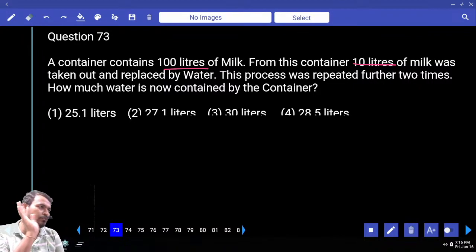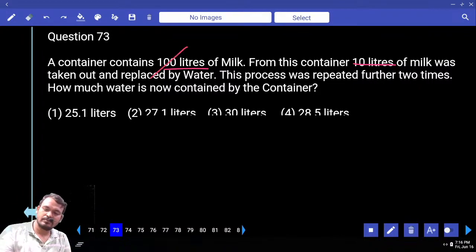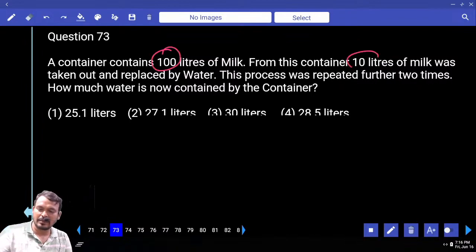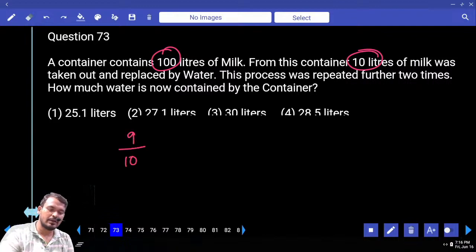Means there is no change in total mixture. What is the ratio? 10 is to 1. What is the percentage? 10%. Every time out of 100, 10 liters, what is the percentage? 10%. Out of 100%, every time 10% is taken. Means every time 1 by 10th fraction is taken. What is the remaining fraction? 9 by 10. Means initial milk is 10 parts, final milk is 9 parts.